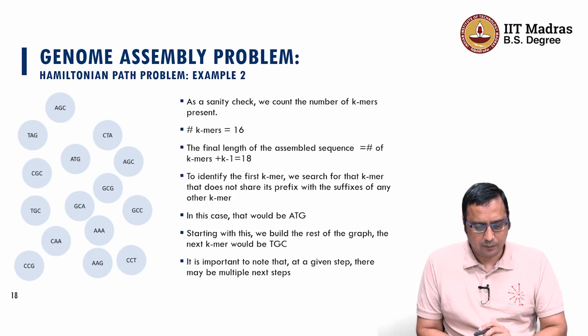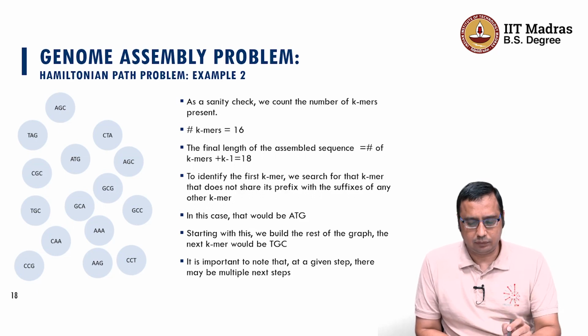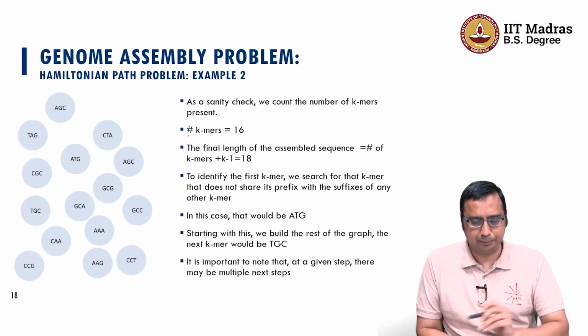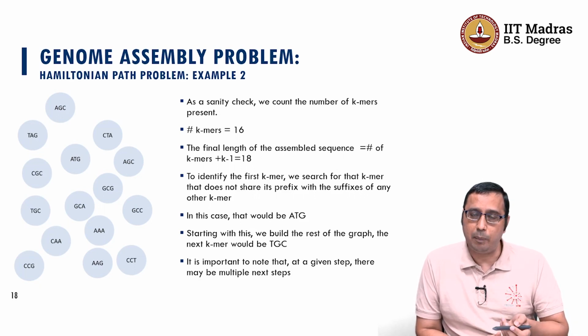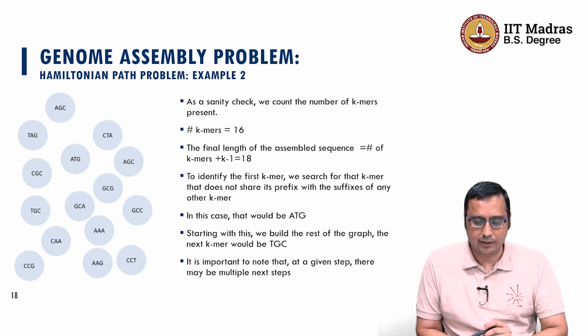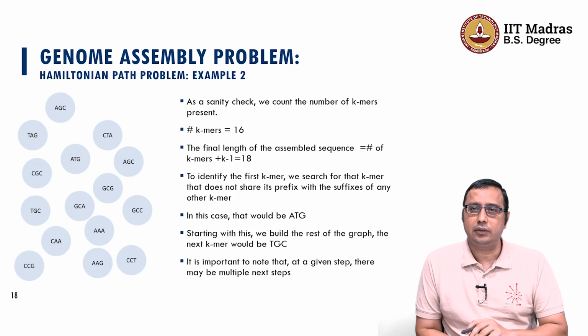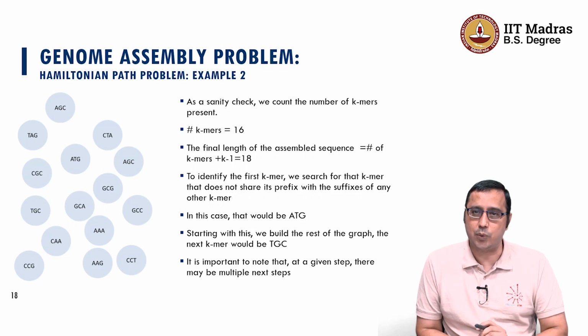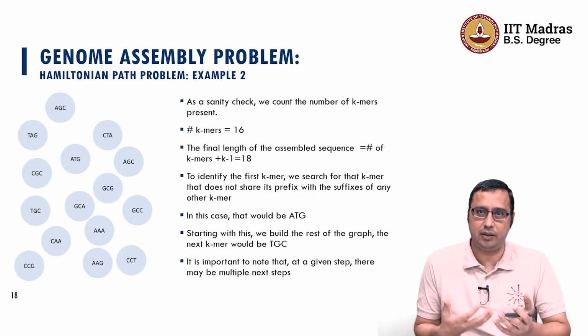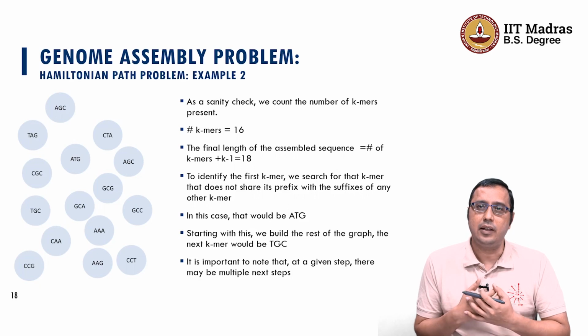So we at least look at some sanity checks. We count the number of k-mers; there are 16 here. And once we have the k-mers, they are overlapping, so we know what the length of the assembled sequence should be. Remember that n minus k plus 1 allows you to compute the length, which is here 18, so my sequence should be of length 18. What we have to do is identify the first k-mer, and we have to search for the k-mer that does not share its prefix with the suffix of any other k-mer. So those are our starting k-mers.